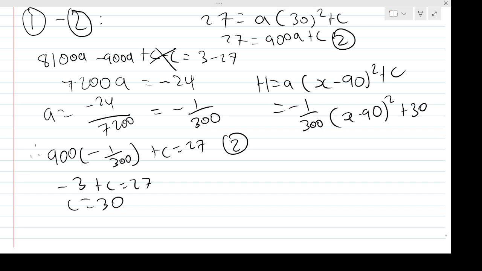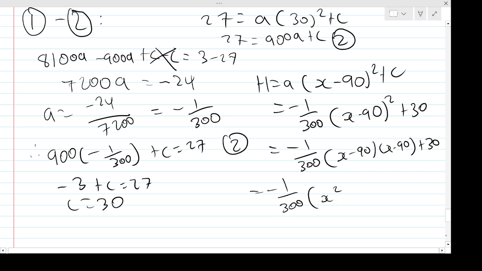And again, to make it actually look exactly like a quadratic, I can then expand it to be minus 1 over 300, x minus 90, x minus 90, plus 30. That's going to be minus 1 over 300, x squared minus 180x plus 90 squared, which should be 8,100, plus 30. Then if I expand that out, I'm going to be left with minus 1 over 300 x squared, minus 180 times minus 1 over 300.